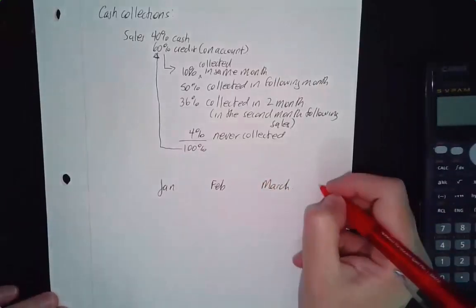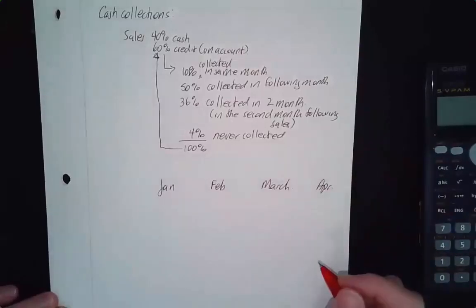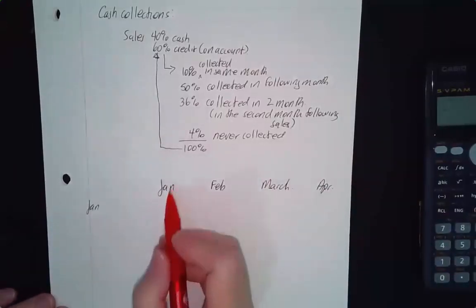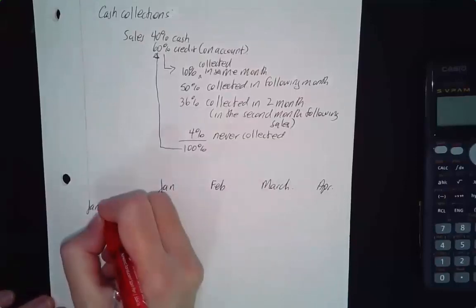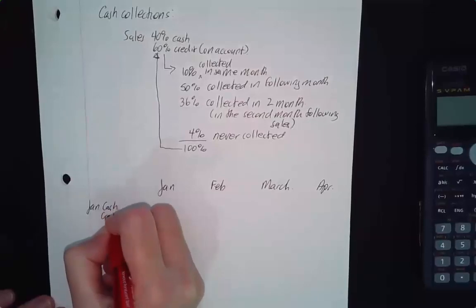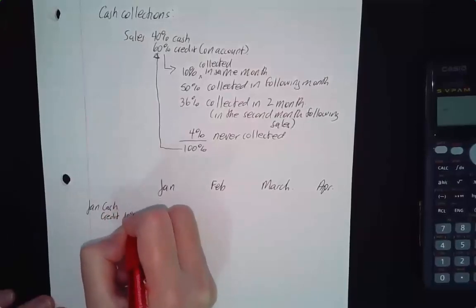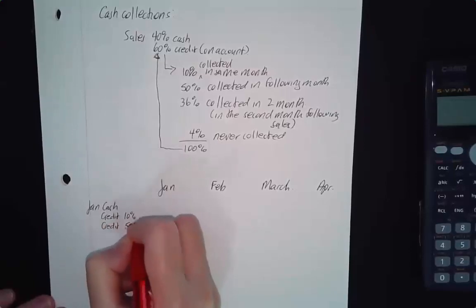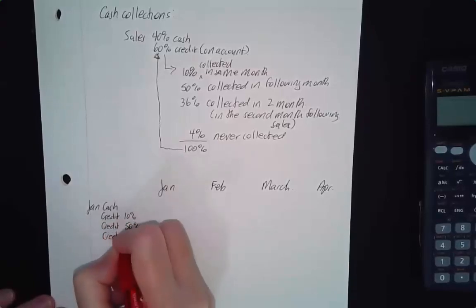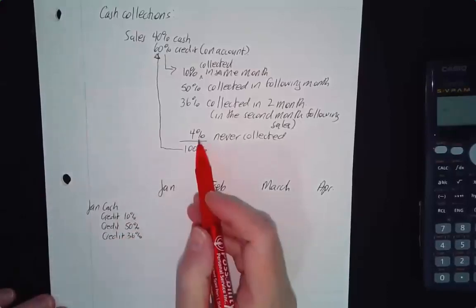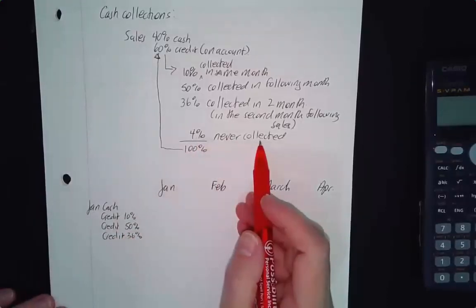And I might do April. I could do more months. All right. I'm going to do January here also. So I've got January to January. So this is January cash. This is January credit, 10% credit, 50% credit, and 36% credit. I'm never going to show the 4% because the 4% is never collected, so it shouldn't show up on my cash budget.